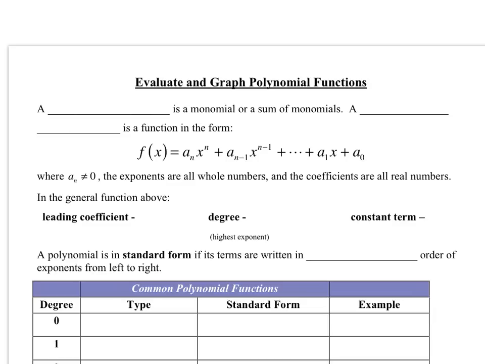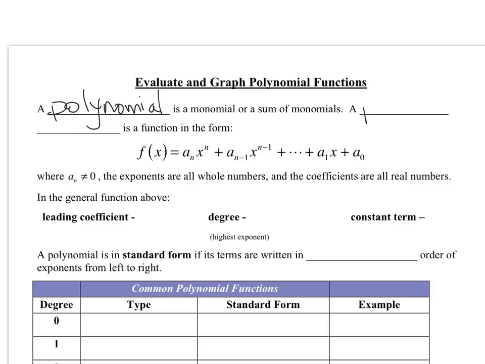We will learn to evaluate, and we will also start to learn to graph polynomials. So the first thing we want to do is just do some definitions here. A polynomial is a monomial or a sum of monomials. Poly means many, so we've seen monomials, binomials, which is two terms, and trinomials, and then we have polynomials.